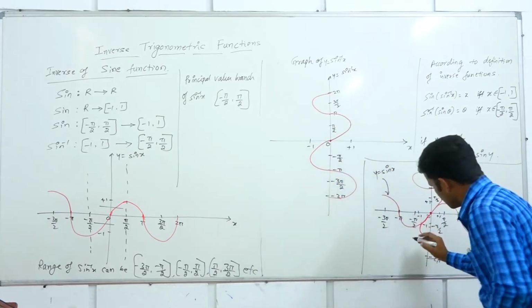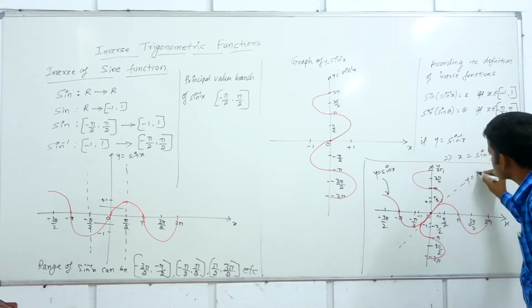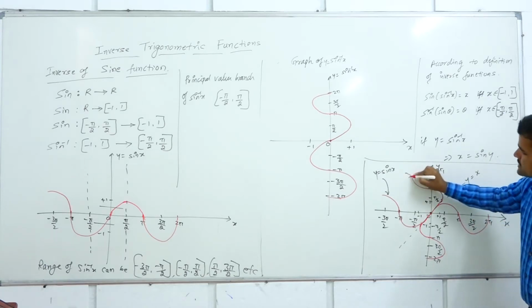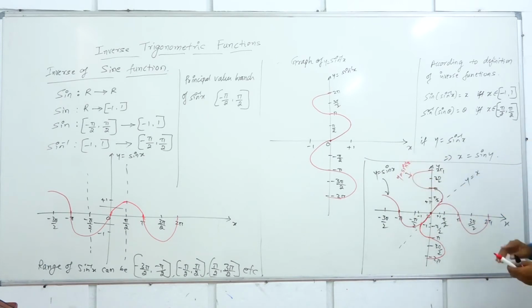And this is what y is equal to sin x is. If you observe the graphs of y is equal to sin x and y is equal to sine inverse of x, both are mirror images of each other on the line y is equal to x.